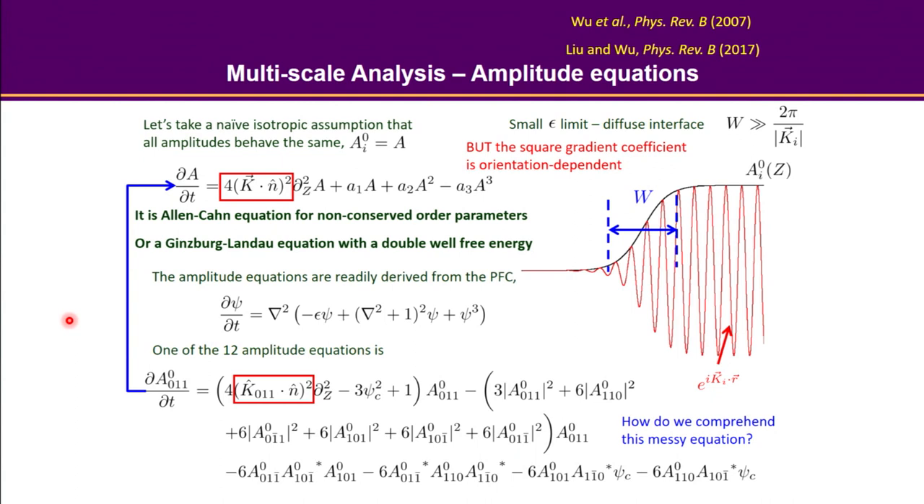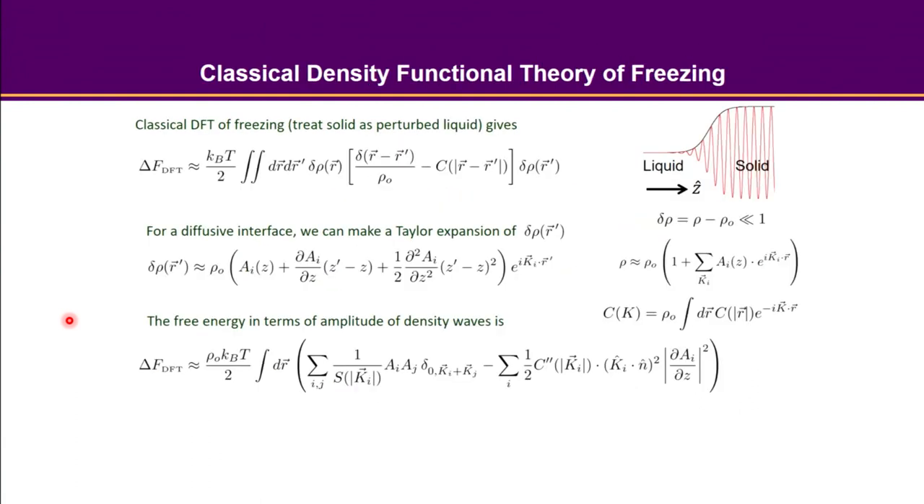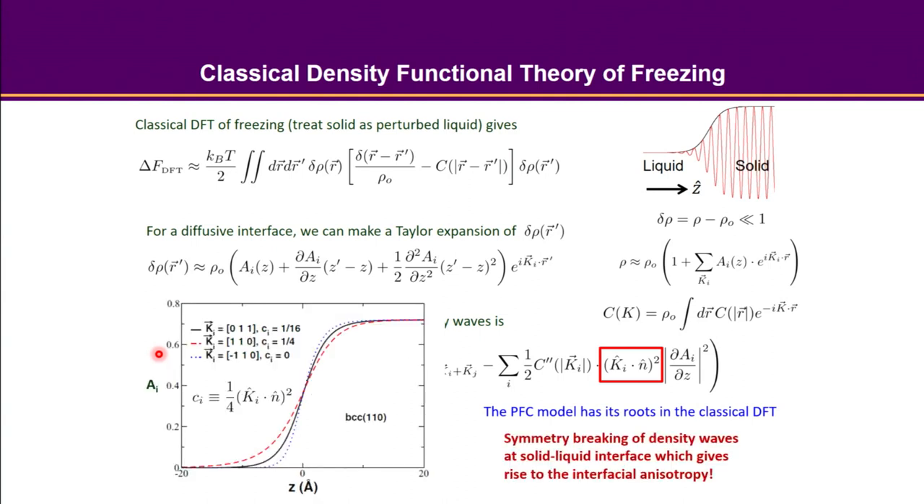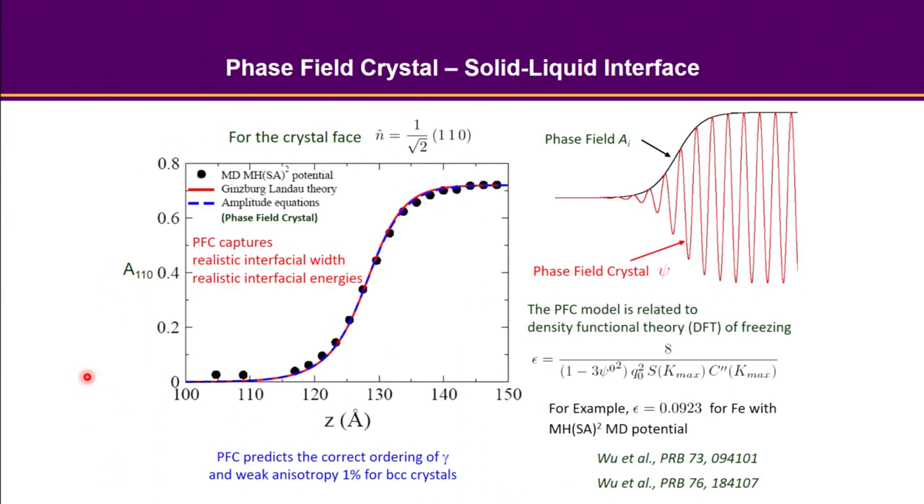So you can say, surprisingly, that just with this pattern formation idea in mind, when you do the amplitude expansions, it immediately rediscovers important physics behind this interfacial anisotropy. Here, just to remind you again where we start from, the density functional theory, and what we did. Because of this square gradient term, we are showing you that the PFC has its roots in the classical density functional theory. So here is the result I showed you yesterday. We can also compare with the MD simulation.